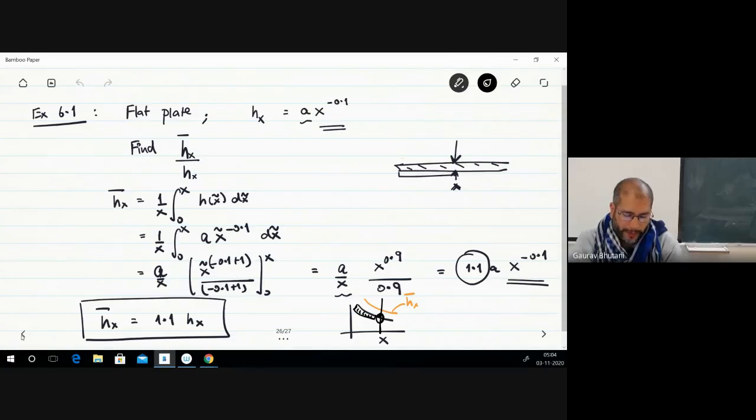There is no meaning of defining an HX bar for X equal to 0, right? Because you integrate from 0 to 0. So the quantity is not that helpful. Mathematically, you can define it, so we take some X value which is greater than 0. And as soon as you take a value of X greater than 0, you end up getting an HX bar, which is definitely more than the HX for that X value.